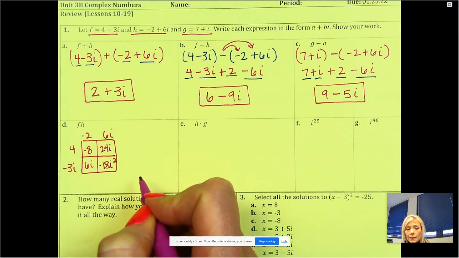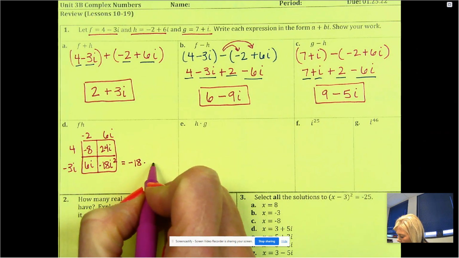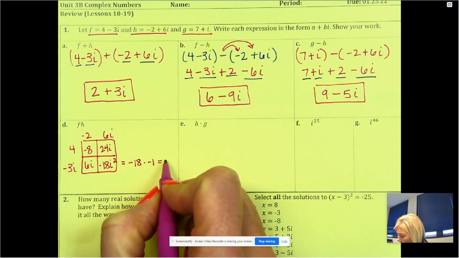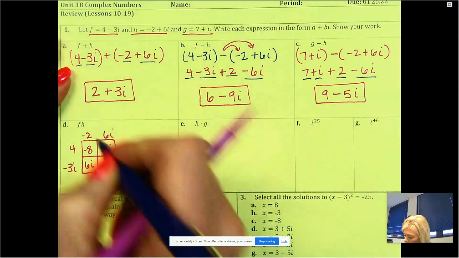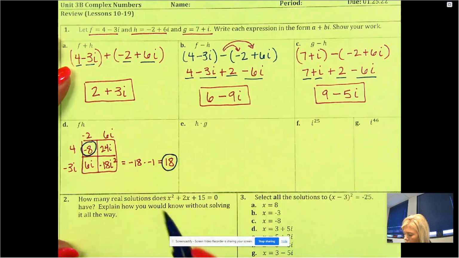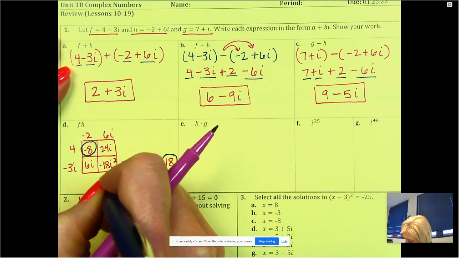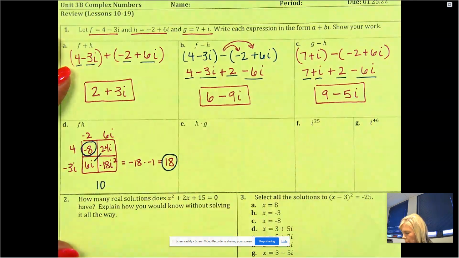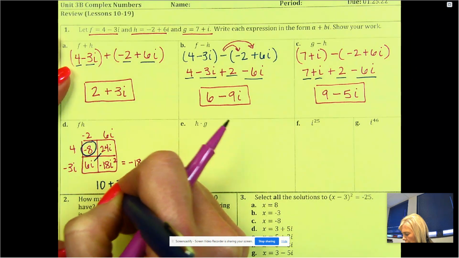Now, knowing that i squared is equal to negative 1, this is really negative 18 times negative 1, which is 18. So when we're getting the final answer, we want to combine the real numbers, negative 8 and 18. So they add up to 10. And then the imaginary number, 6i plus 24i is 30i. So 10 plus 30i.